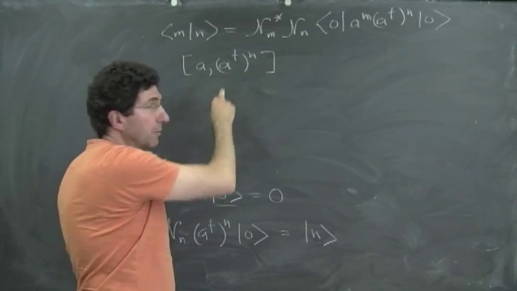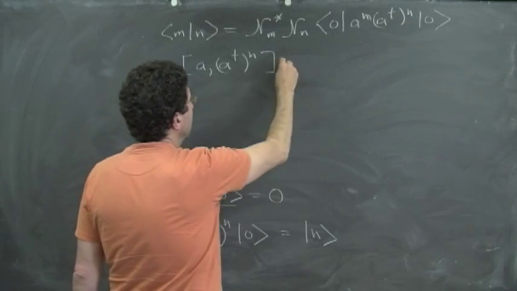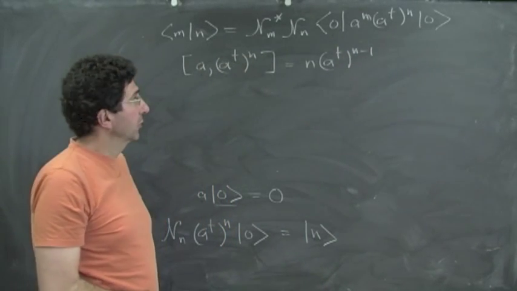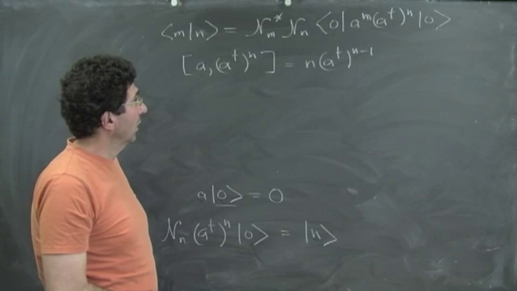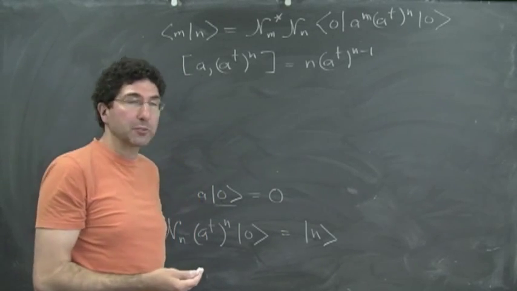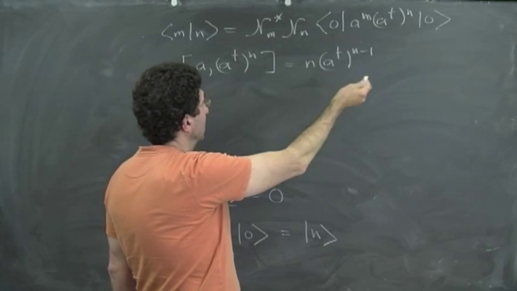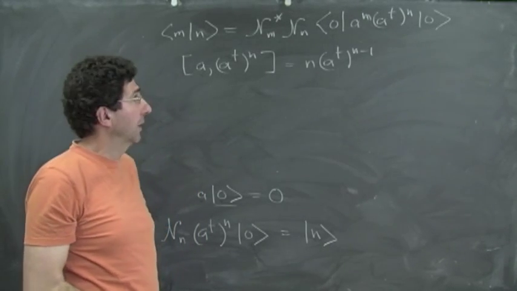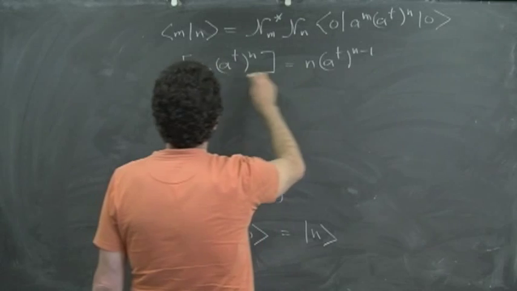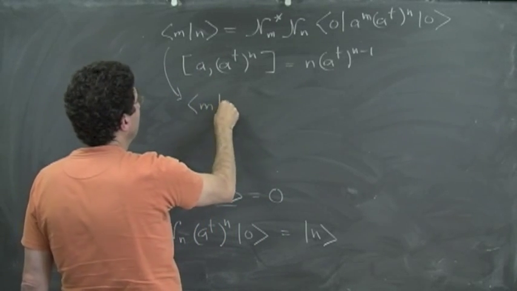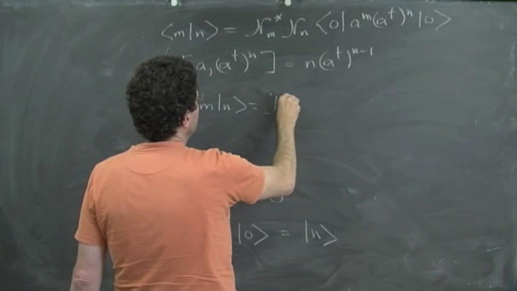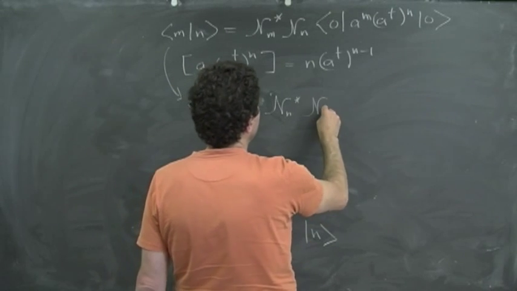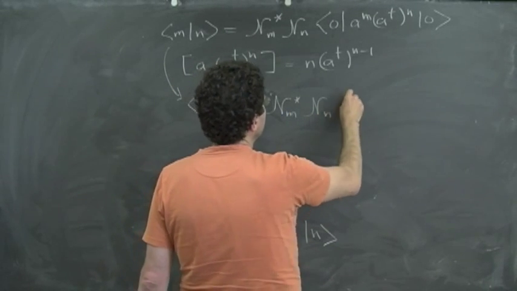A single A commutator with A dagger to the n is equal to n A dagger to the n minus 1. Now, you can see that this is true for n equals 1, and then assuming that it's true up to some n, you can prove it for n plus 1 by induction. So it's straightforward to prove this by induction. So if we apply this formula here, then ⟨m|n⟩ is equal to, let's see, we have our normalization factors N sub m star N sub n.